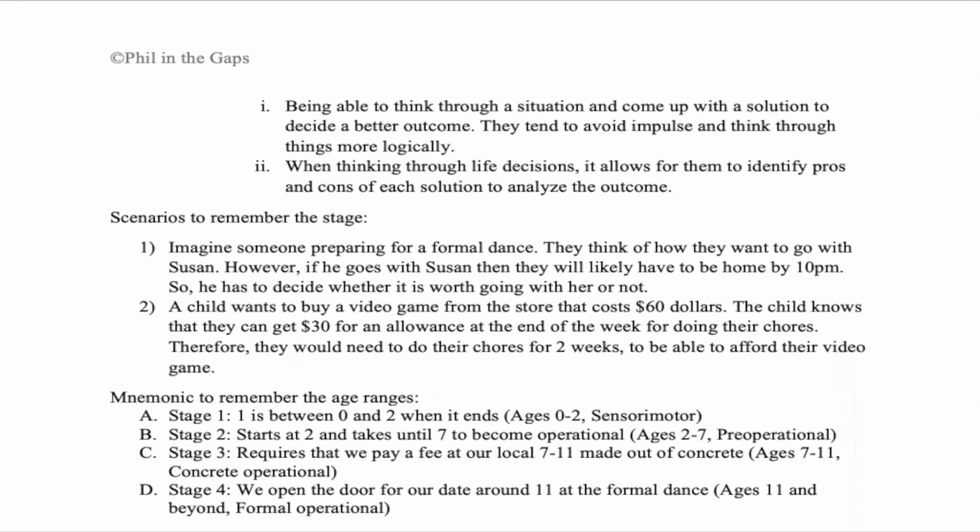The mnemonic for the age ranges. Stage one is between 0 and 2. When it ends, ages 0 to 2, sensory motor. Stage 2 starts at 2 and takes until 7 to become operational. Ages 2 to 7, pre-operational. Stage 3 requires that we pay a fee at our local 7-Eleven made out of concrete. Ages 7 to 11, concrete operational. In stage 4, we open the door for our date around 11 at the formal dance. Ages 11 and beyond, formal operational.